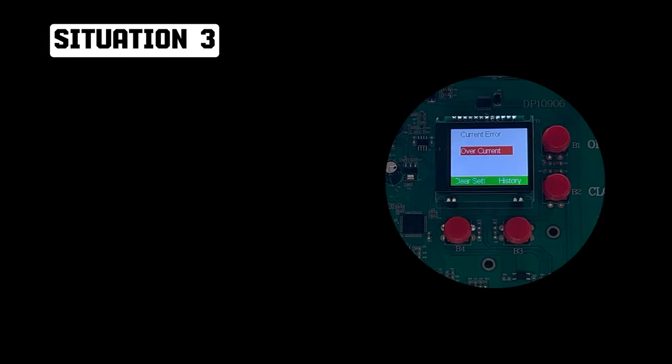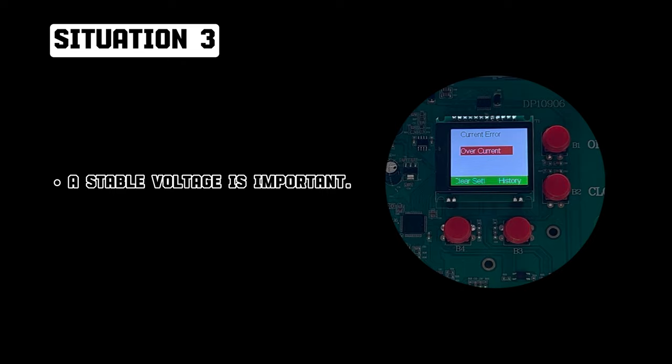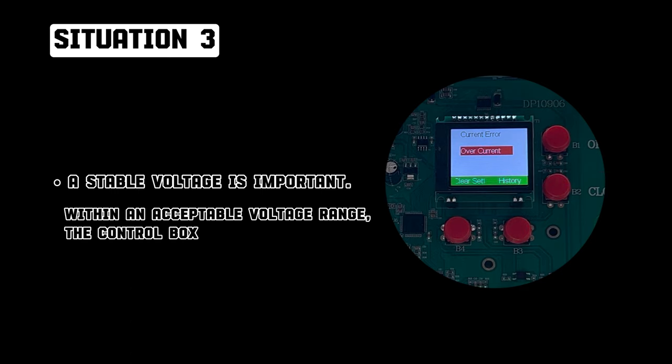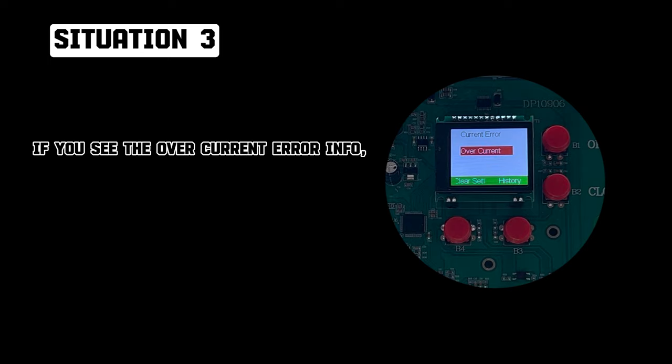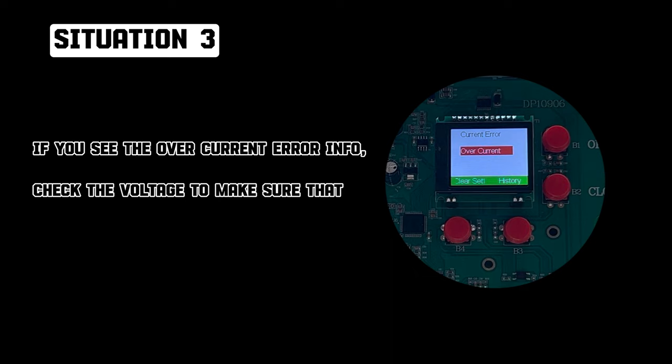And remember, a steady voltage is your friend. For example, usually, the control box needs 230 volts AC to keep the motor at its best. An overcurrent error can also occur if the supplied voltage is lower than the voltage required by the appliance. Therefore, when you meet overcurrent error info, you can also check the voltage to make sure that it's suitable for the appliance.